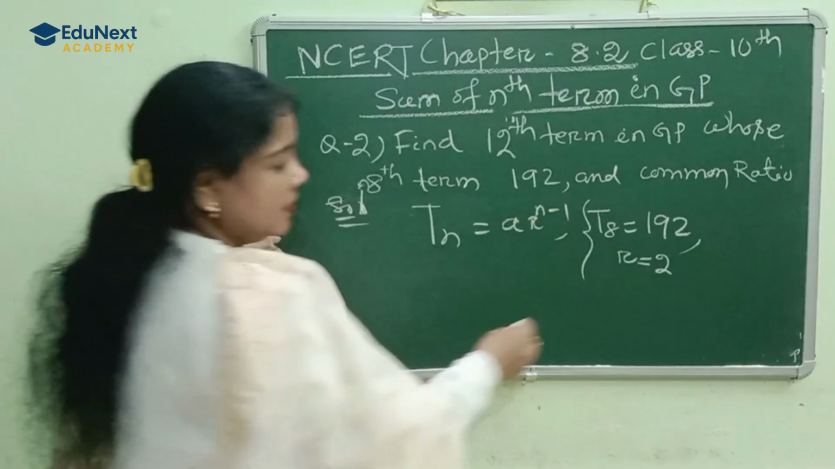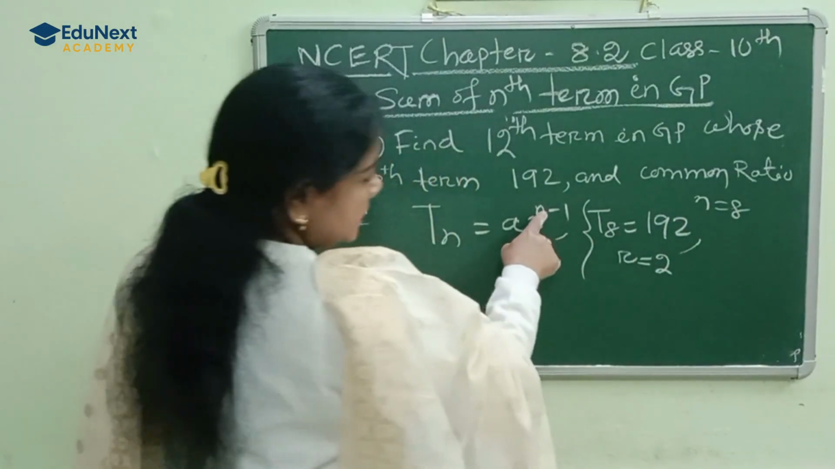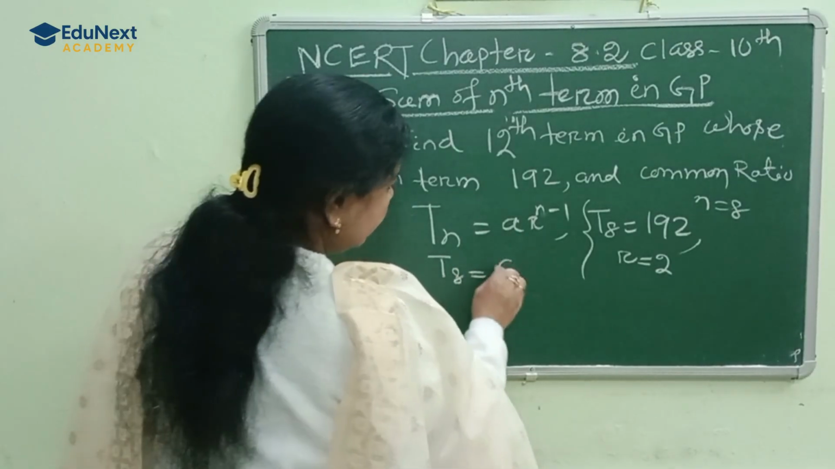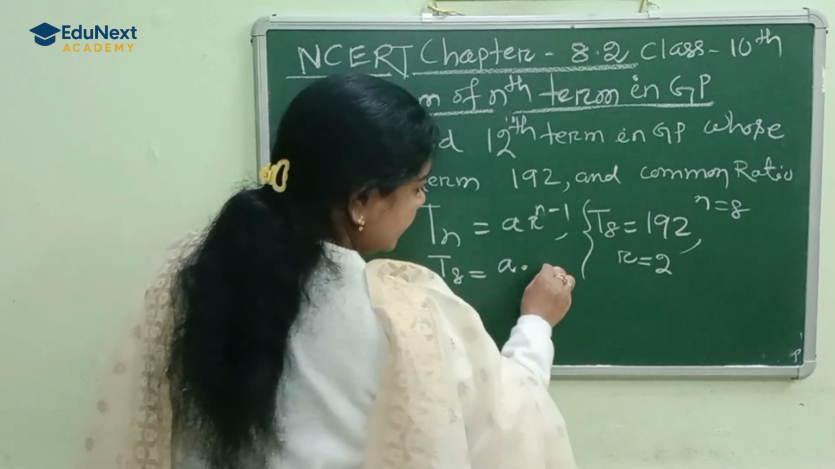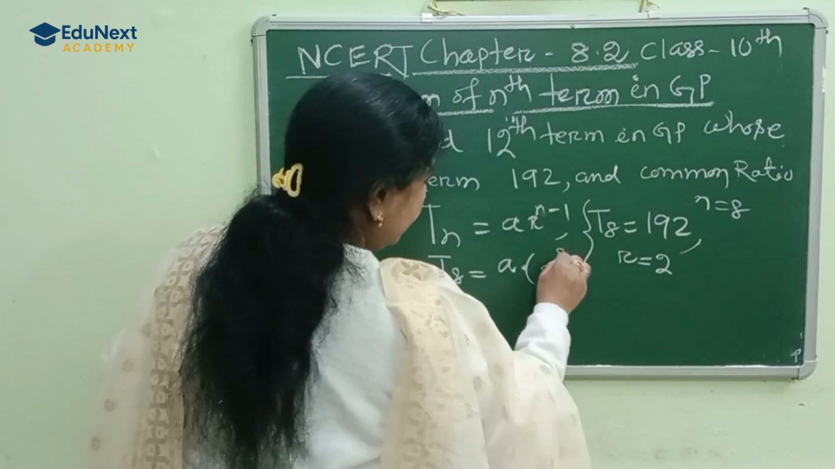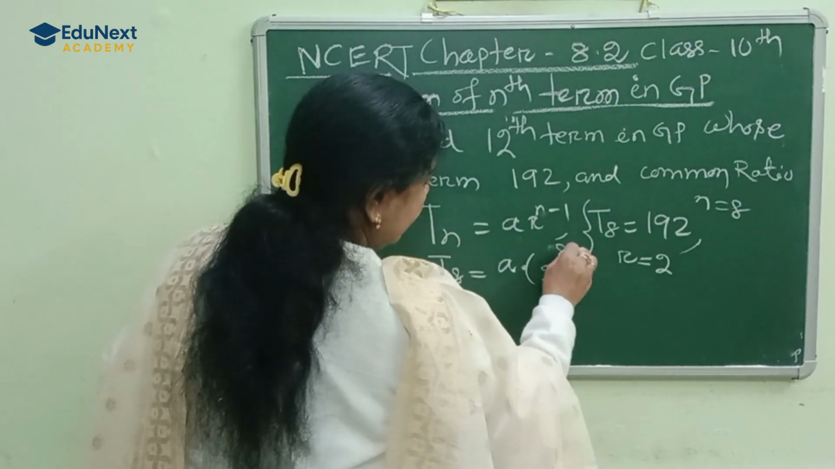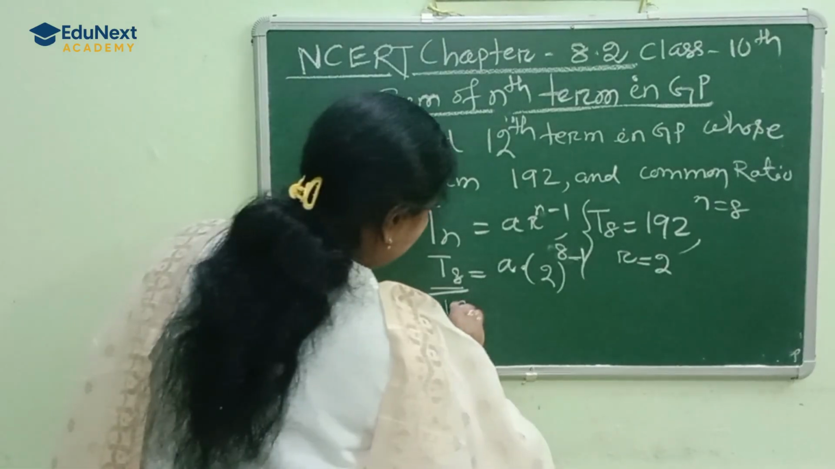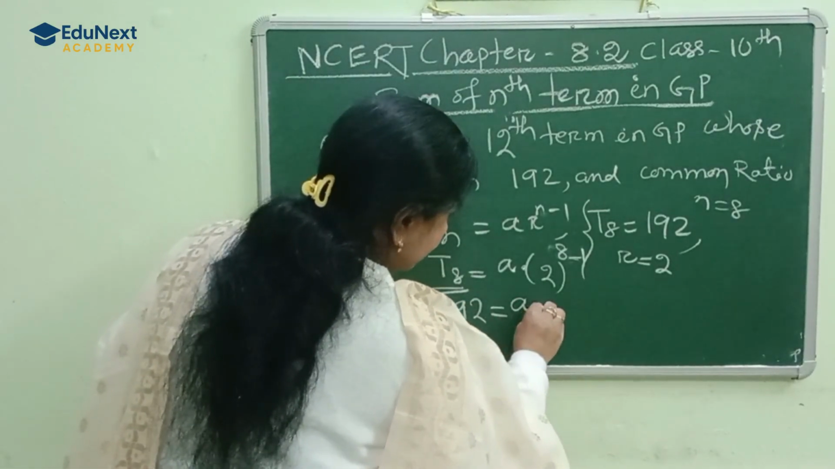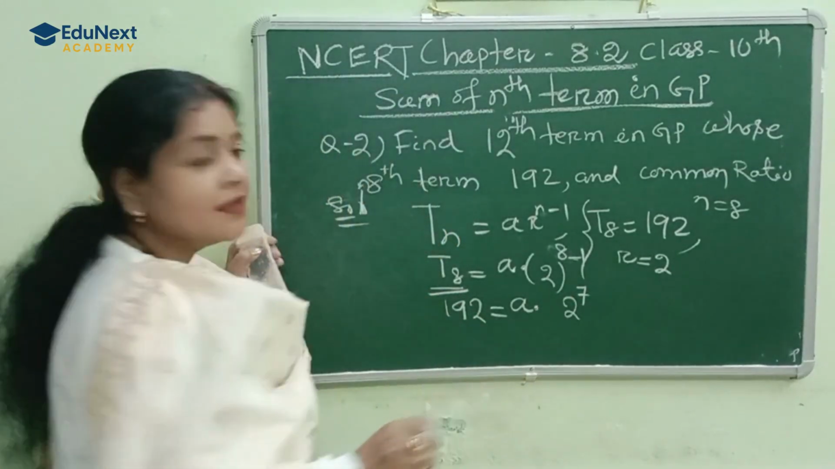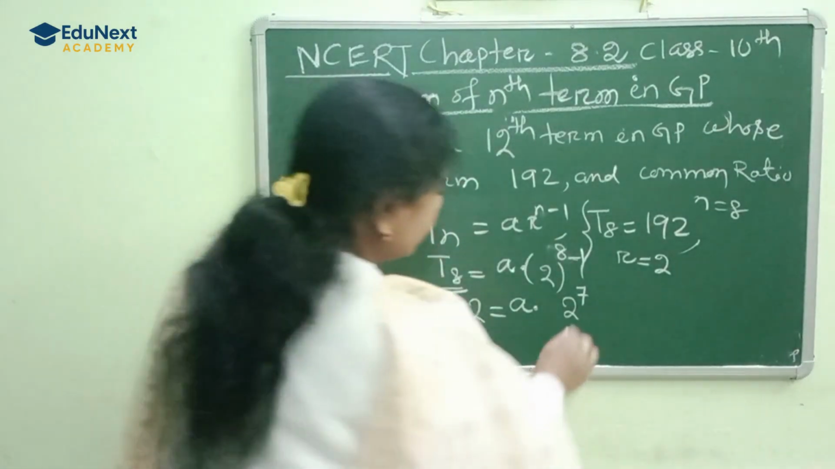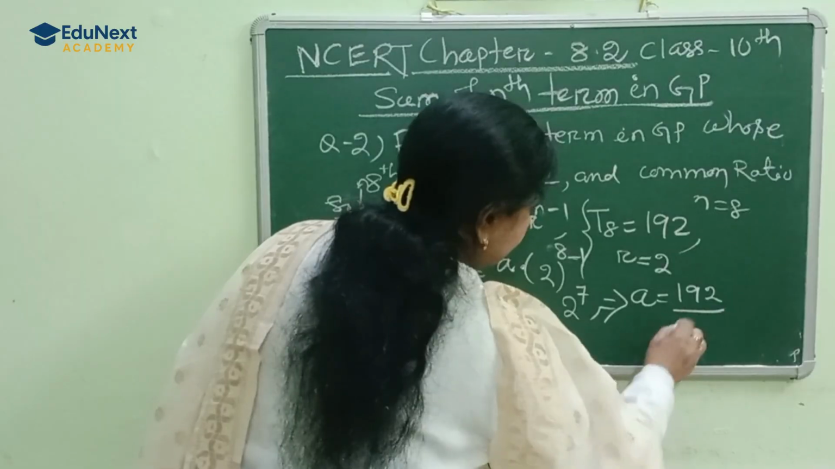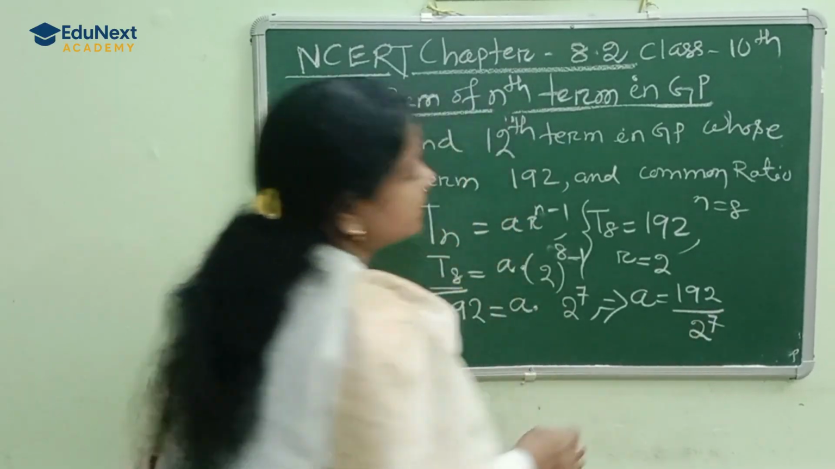Okay, so here n is 8. So T8 is equal to a into r to the power 8 minus 1, and a is not given. Okay, T8 is given, that means 192 is equal to a into 2 to the power 7. Now we can get a. This implies a is equal to 192 divided by 2 to the power 7.